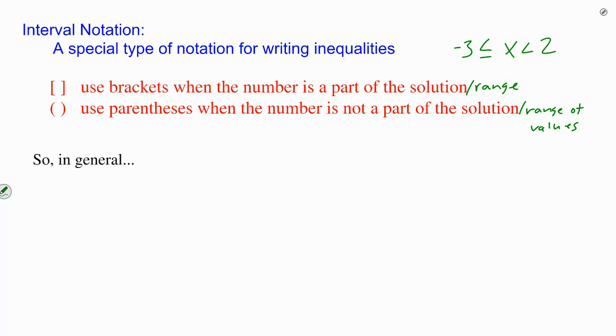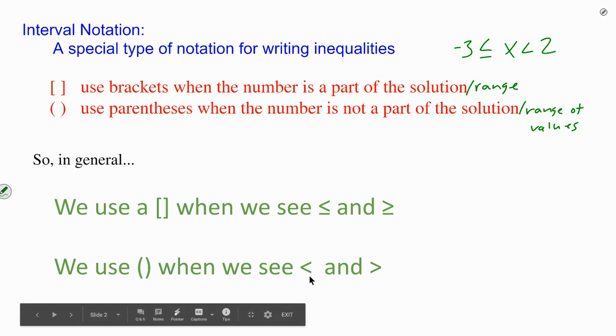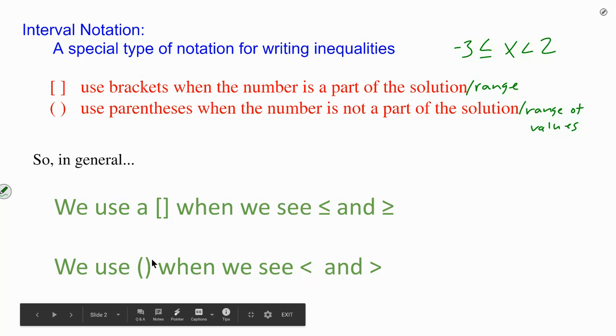So a short way to think about it is that when we see a less than or equal to or a greater than or equal to, we're going to use a bracket. And similarly, if we have a less than or a greater than, we're going to use a parenthesis. So these are very much the replacement for those symbols. Instead of using a less than or equal to, greater than or equal to, we use a bracket, and same thing for less than or greater than, we use a parenthesis.